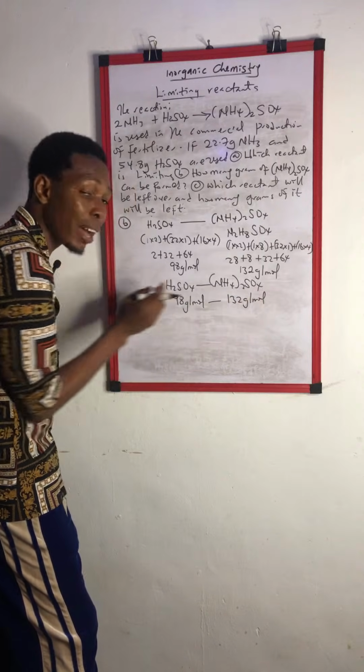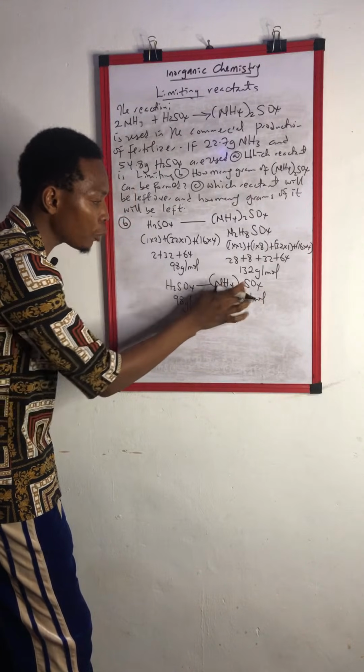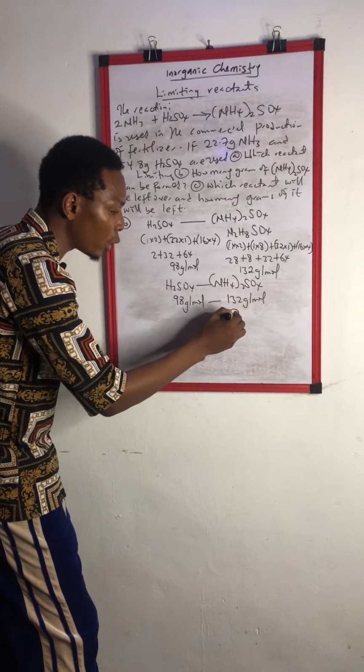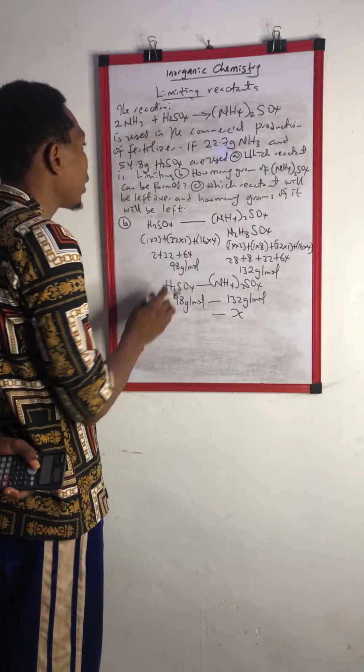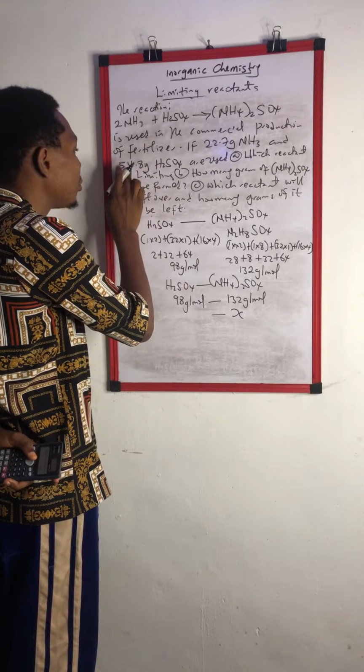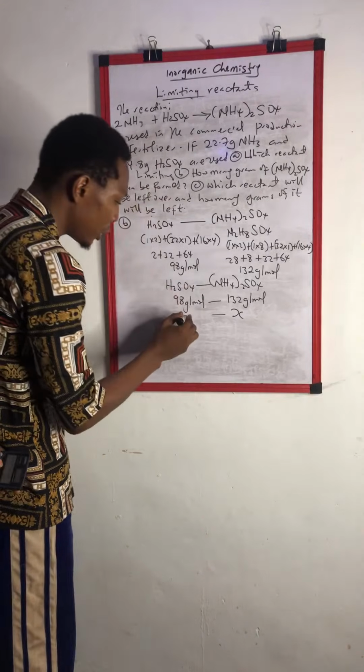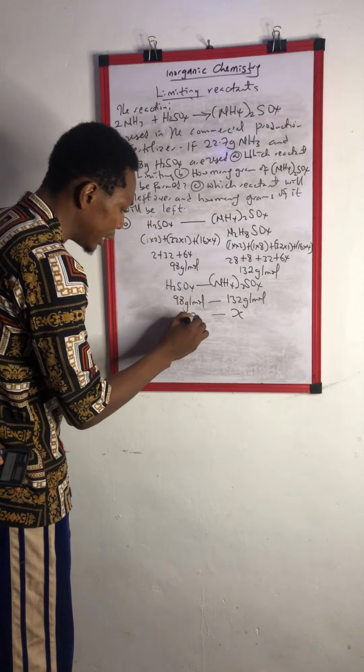So gram per mole is equivalent to gram per mole. So we are looking for the mass of this. We don't know, call it X. In the question, we are given the mass of our H2SO4. We are told our H2SO4 is how many? 54.8 grams. So here we have 54.8 grams.